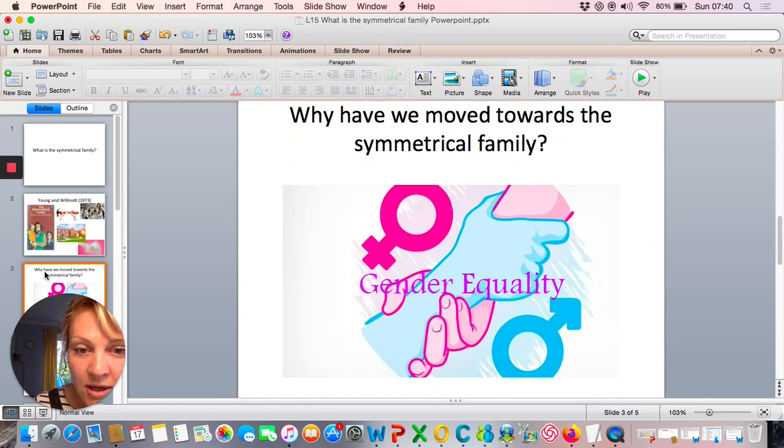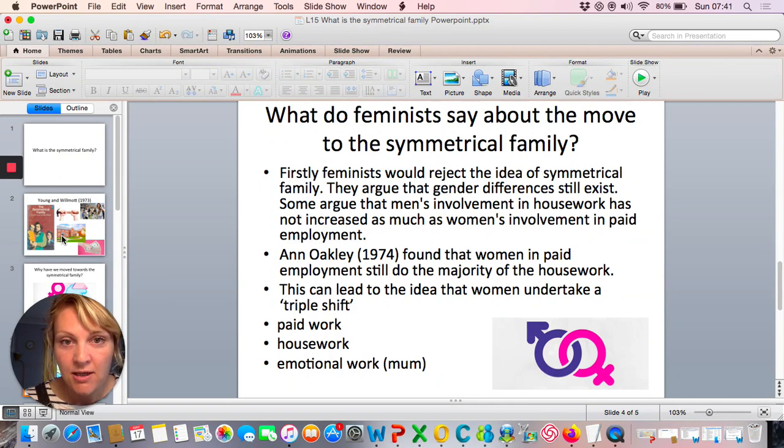And also the introduction of contraception has meant that women have more control over their bodies and when they decide or don't decide to have children. But what do feminists say about the move to the symmetrical family? Feminists reject the idea of the symmetrical family.